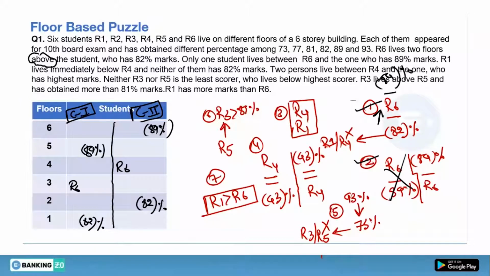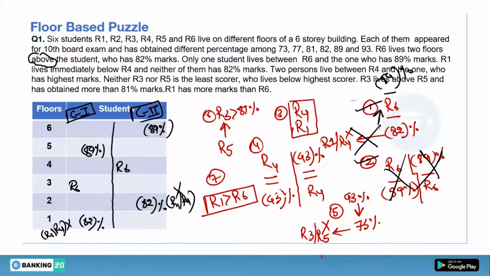And we know that 82% is not secured by R1 and R4. So in case number 1, at the first floor R1 and R4 are blocked, and in case number 2, on the second floor R1 and R4 are blocked on 82%. Now we have used these two hints completely, so we will cross them out.